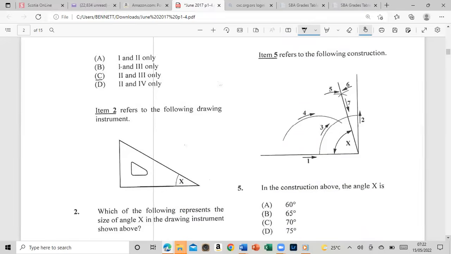Number 5 says, in the construction above, the angle X is, and which is this angle right here. So they're asking for this angle, all right? And that would be D, 75 degrees. Let's move on to the next page, which is number 6.